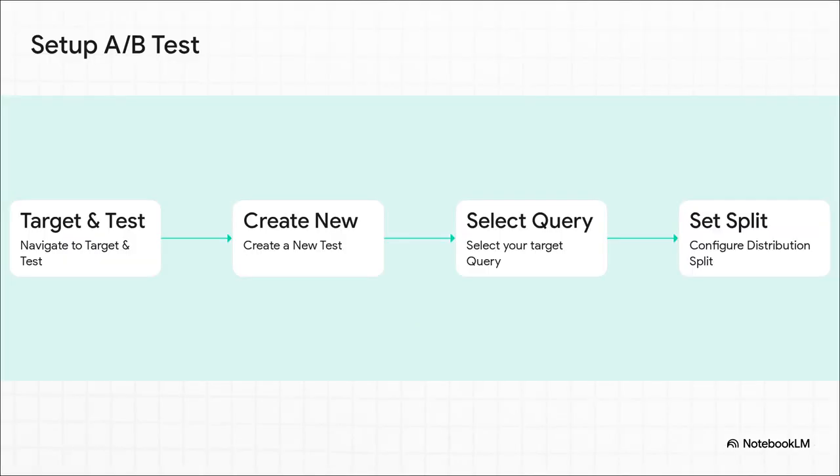Actually, setting this up in the software is super logical. Step 1, navigate over to the Campaigns app, go to Target and Test, and hit Setup Tests. Step 2, click Create New to name your test, pick your test type, and choose your media channel. Step 3, select your target query. And hey, remember that contact ID rule we talked about? Finally, Step 4, configure your distribution split. This simply determines what exact percentage of contacts gets the test emails.